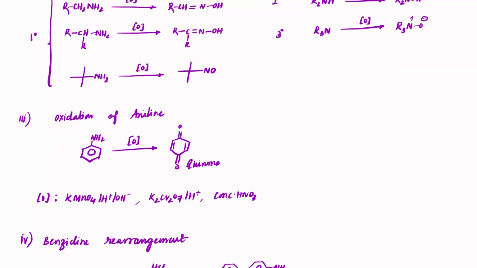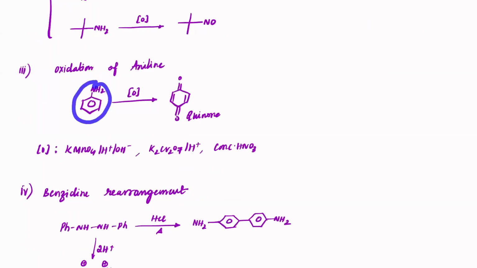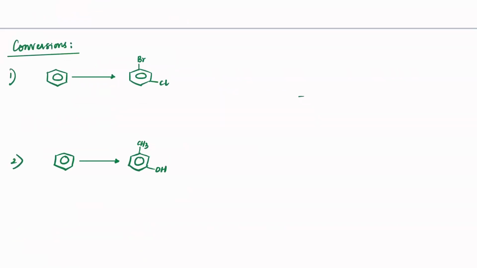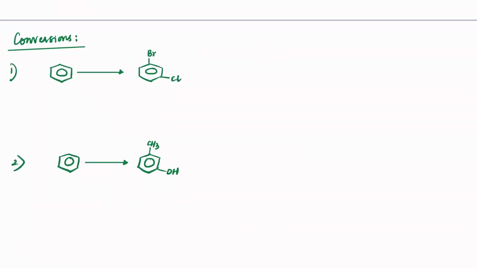Next, if you have aniline, on oxidation it will give you quinone. The quinone forms when you use KMnO4, K2Cr2O7 or concentrated HNO3. As for benzidine, I have written it already. Next, check out what conversions we can make.